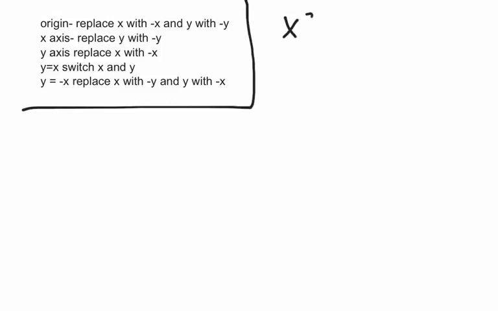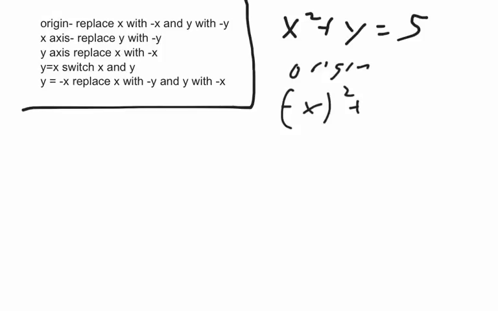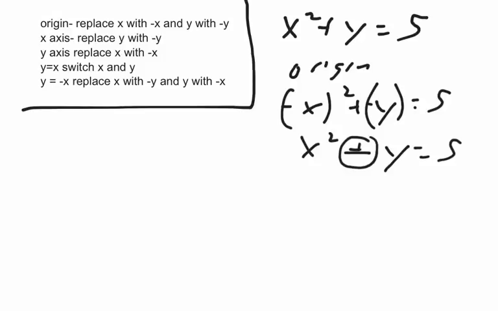So if I have x squared plus y equals 5, say, and I'm going to check to see which one is symmetric. If I start out doing the origin, I got negative x squared plus negative y equals 5. Now when I try to get this back to the original problem, this is a minus sign, not a plus sign. So the answer here is no.